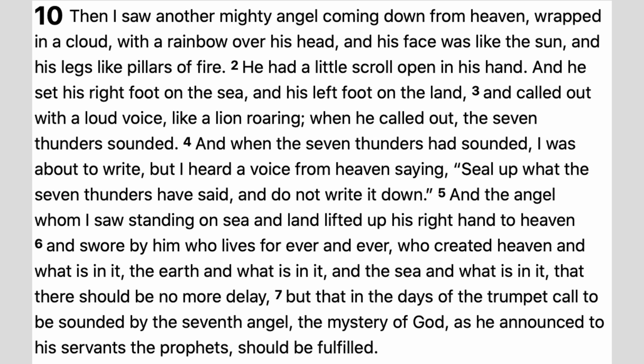And when the seven thunders sounded, I was about to write, but I heard a voice from heaven saying, "Seal up what the seven thunders have said, and don't write it down."